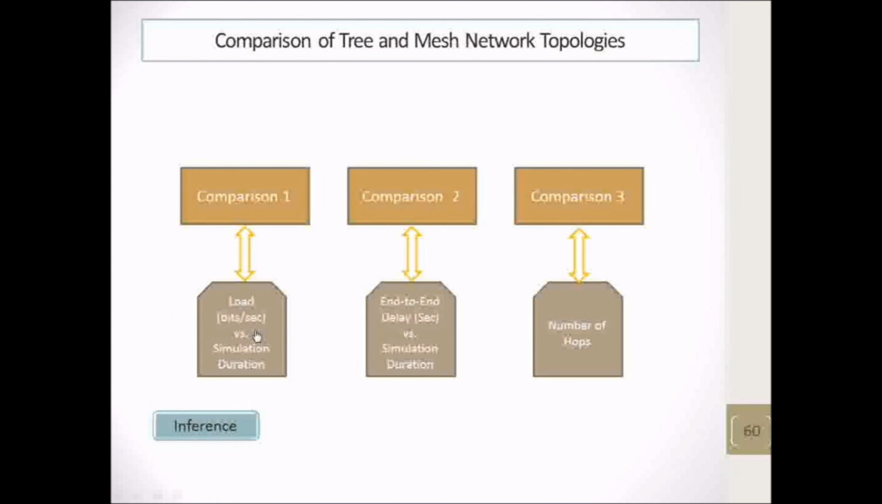And similarly, in end-to-end delay versus simulation duration, the end-to-end delay between packets in mesh network topology is 0.001 seconds less than that of tree network topology. And similarly, if we look at the number of hops, in mesh network topology it takes only 3 hops to reach the destination, whereas in tree network topology it takes 4 hops for a packet to reach its destination. And from all these 3 comparisons, we infer that mesh network topology is the best network topology.